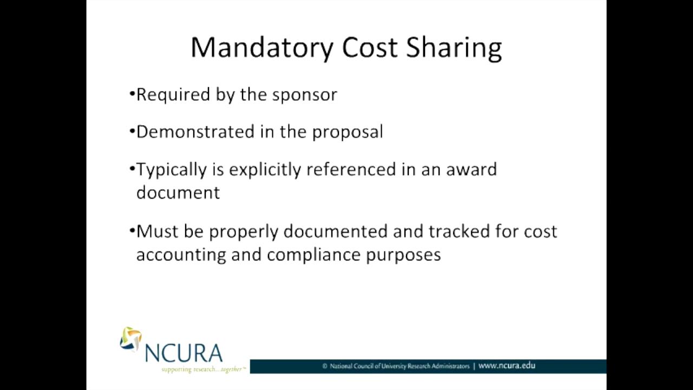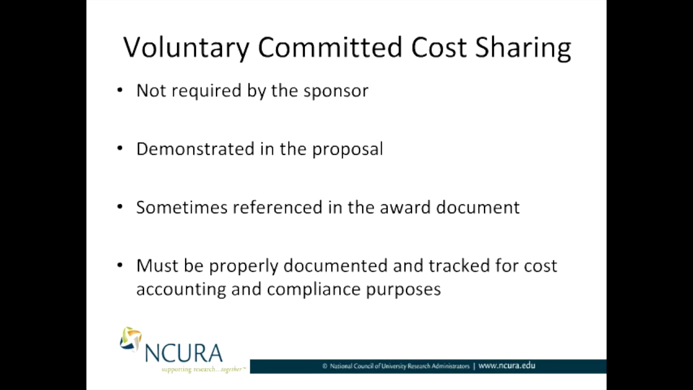I myself have seen one or two instances where, for mandatory cost sharing, the budget was not explicitly referenced in an award document, but I think that's sort of 80-20 rule, or probably 99-1. Most of the time you're going to see it explicitly referenced in an award document. And then, of course, as we all know, it must be properly documented and tracked for cost accounting and compliance purposes.